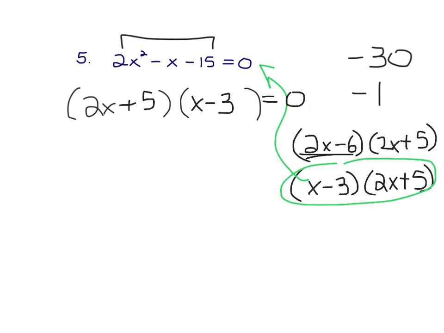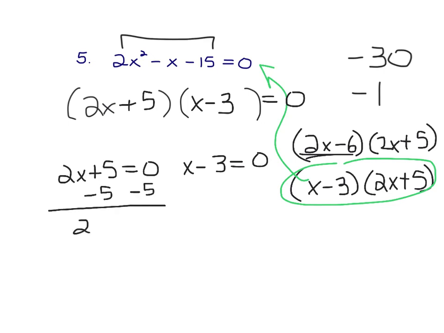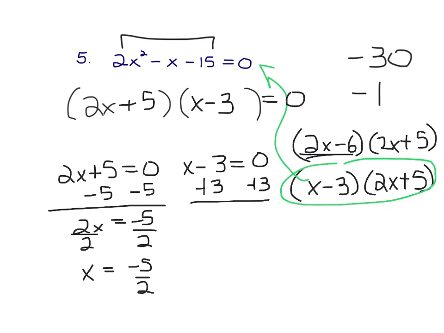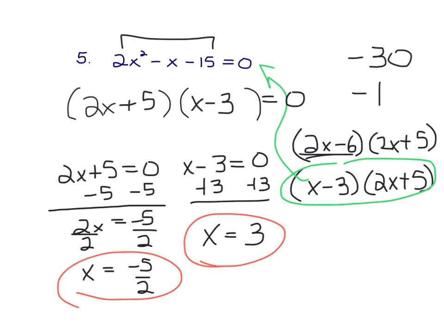So now I set each equal to 0 and solve. For the first one, I'm going to subtract 5 and then divide by 2. You can leave these improper. However, if you were graphing this, you might want to make it a decimal or a mixed number so you could see the x-intercept. But if it's just asking you to solve, just leave it improper. And then the other solution, I'll add the 3 and x equals 3. So I have -5/2 and +3.